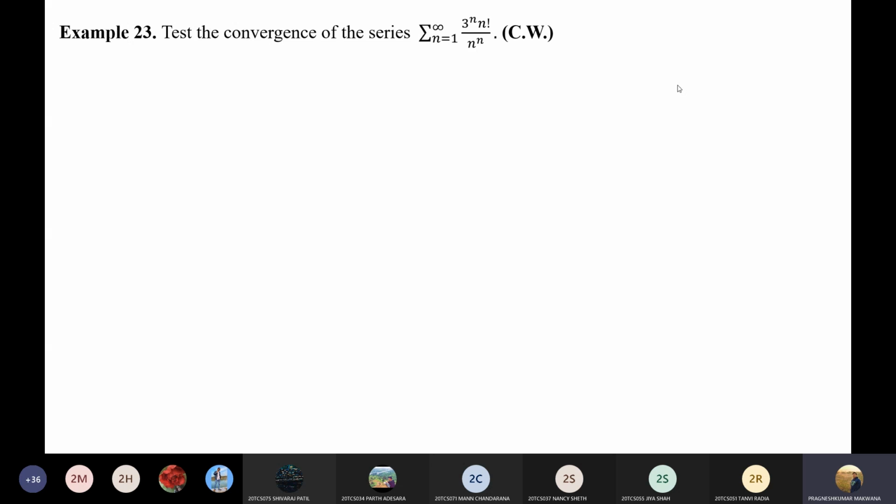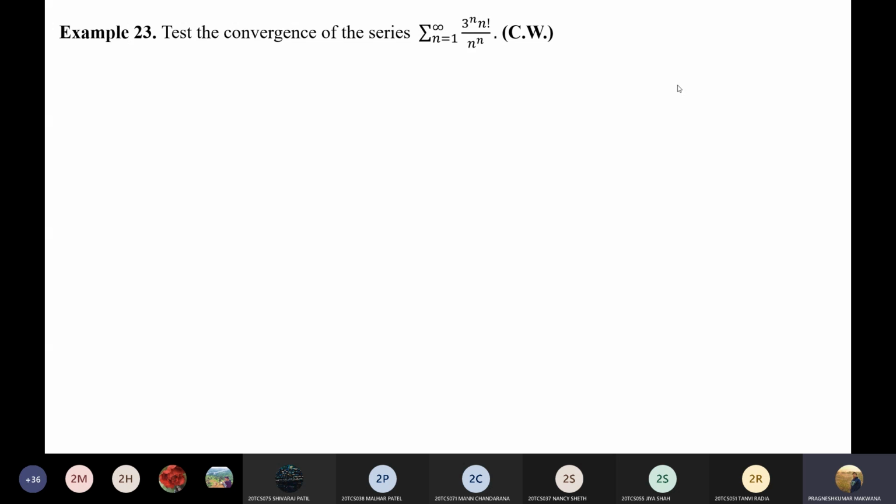Yes, Malhar Patel. What is the answer? Sir, the answer is convergent series. Convergent series. Okay. Any other answer? Anyone? Man, Dev, Yas. Convergent, same answer.